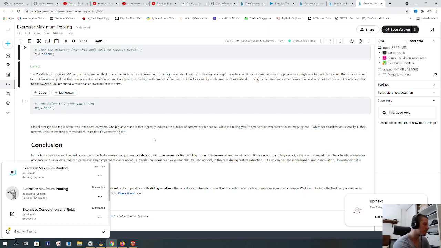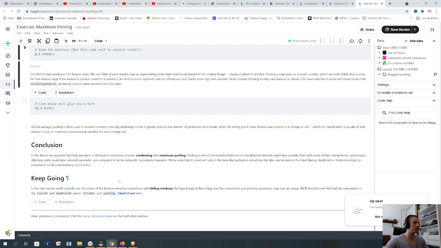Conclusion. In this lesson, we explored the final operation in the feature extraction process, condensing with maximum pooling. Pooling is one of the essential features of convolutional networks and helps provide them with some of their characteristic advantages: efficiency with visual data, reduced parameter size compared to dense networks, and translation invariance. We've seen that it's used not only in the base during feature extraction, but also can be used in the head during classification. Understanding it is essential to a full understanding of convolutions.